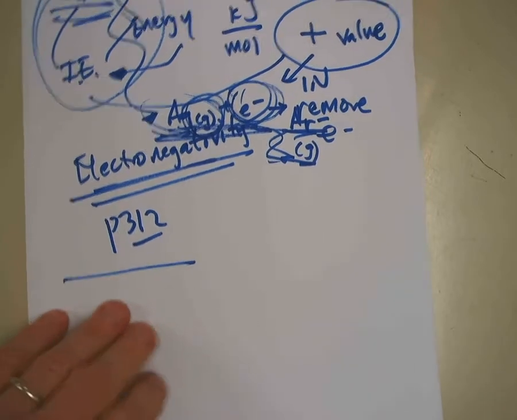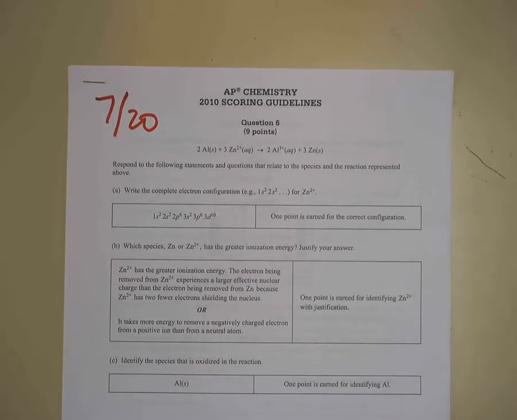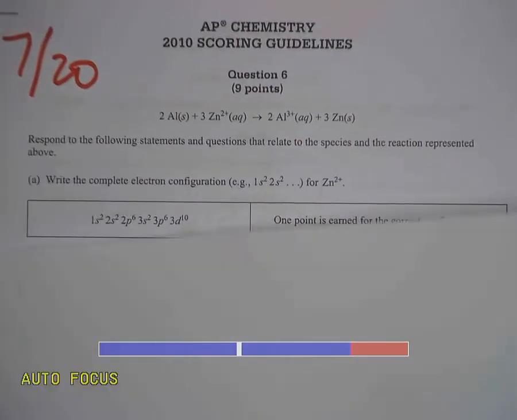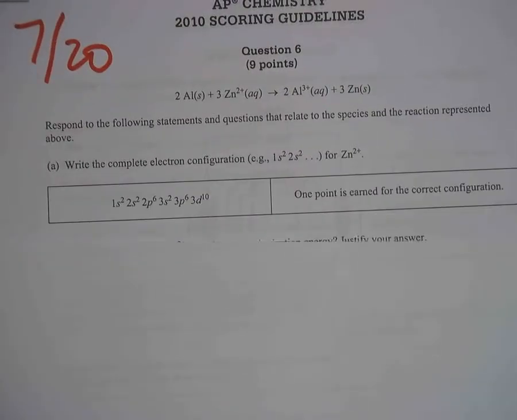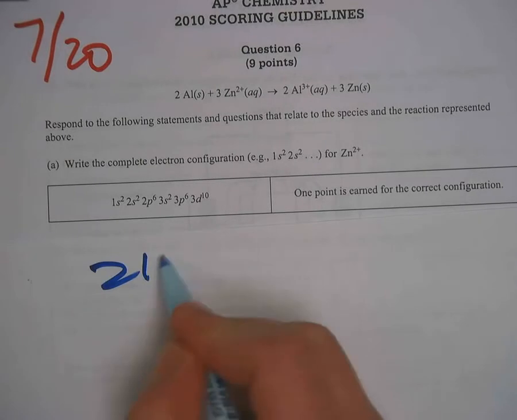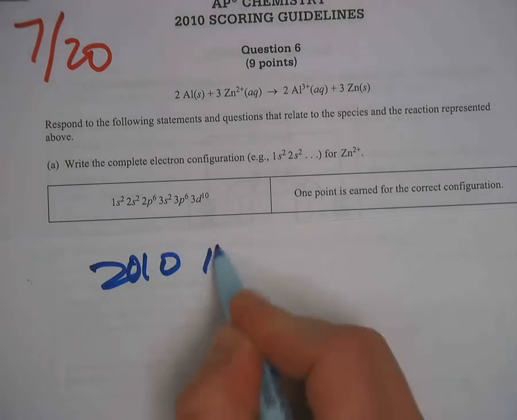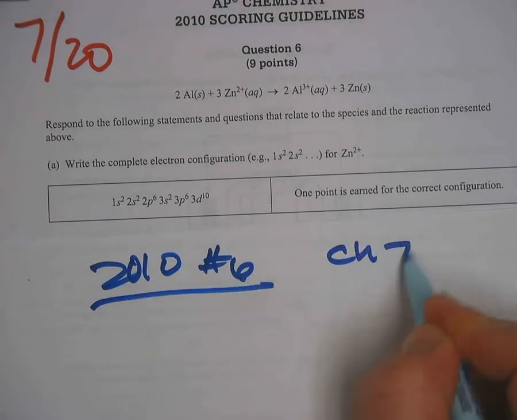Let's look at some problems from past AP exams. You can write down the years that used these chapter 7 type questions. Here's 2010, question number 6. Let's take a little closer look at some of these. Write that down, 2010, question number 6, because you'll probably want to come back to it. Okay, this is a chapter 7 type question.